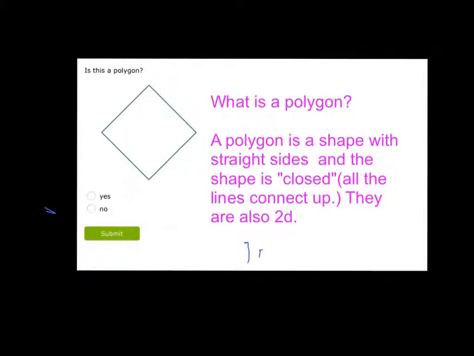Well, the question is, is this a polygon? Well, a polygon is a shape with straight sides and the shape is closed. Well, all the lines connect up. They are also 2D. So this is a polygon. This means this is a polygon because all the lines are straight, not curved. The shape is closed, it's not like that, and it's 2D.